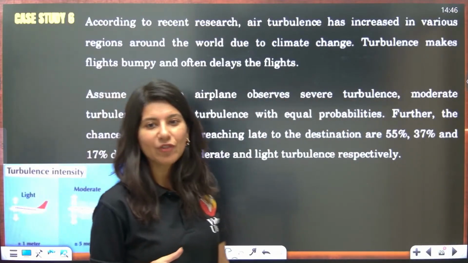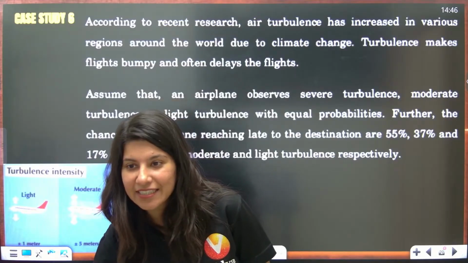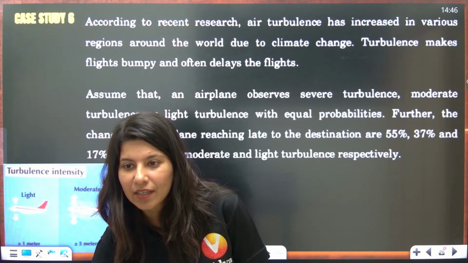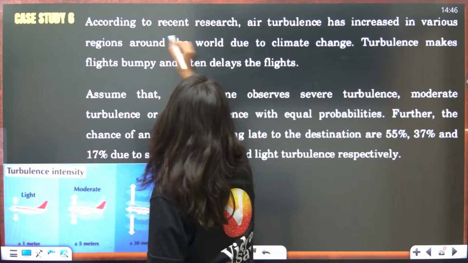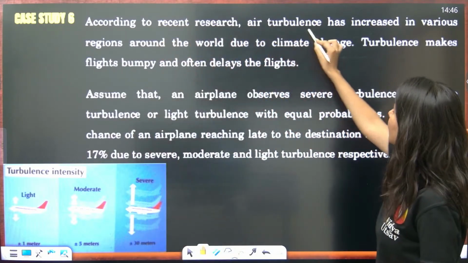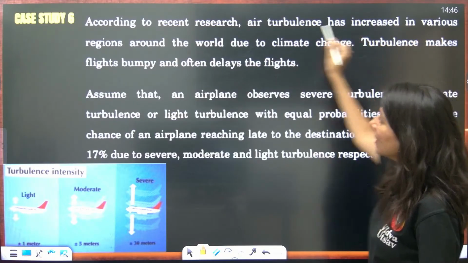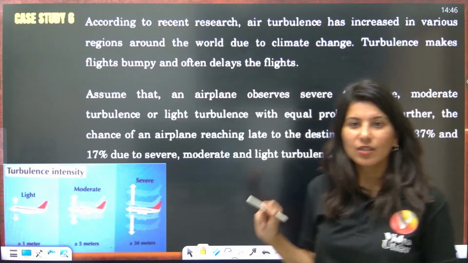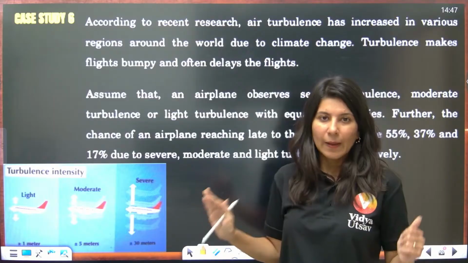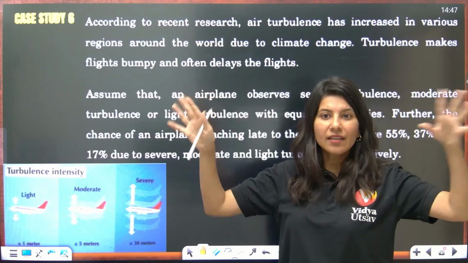Now this is again from probability, but a relatively easy question from probability, okay? According to recent research, air turbulence has increased in various regions around the world due to climate change. So what is happening? The plane is flying, but in the air there is turbulence.